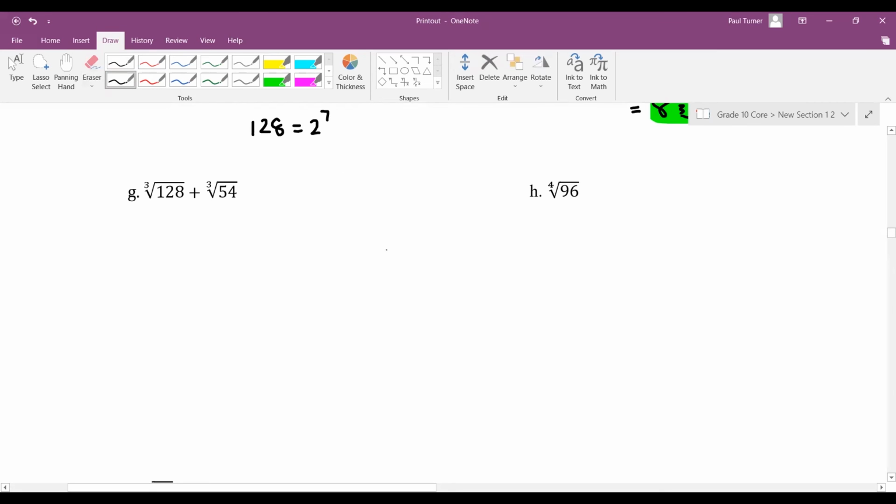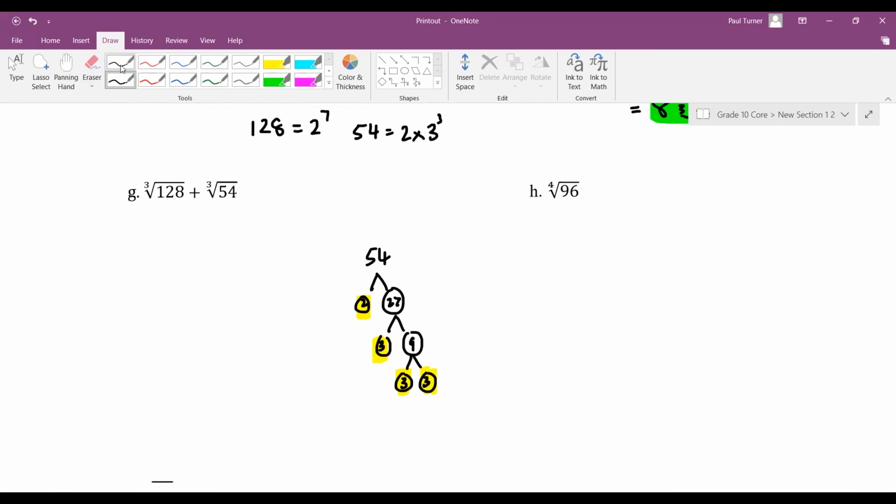What about 54? So 54 is 2 times 27. 27, 3 times 9. 9 is 3 times 3. Okay, so practice those trees a little bit. They're quite useful for doing these. So you've got 54, which is 2 times 3 cubed. Okay, so all down to prime bases. That's what you want. And from there, we can work out these roots.